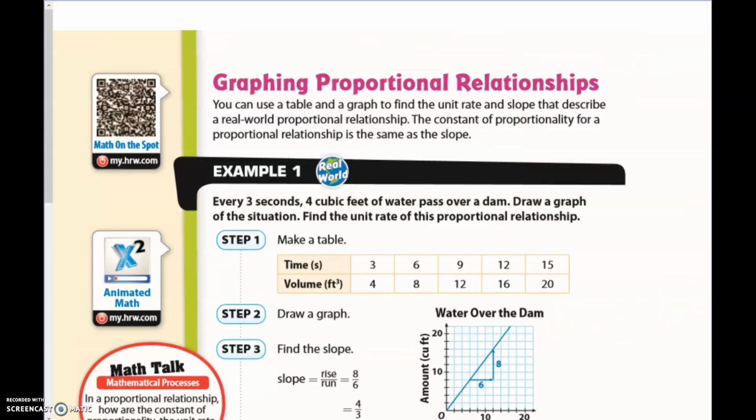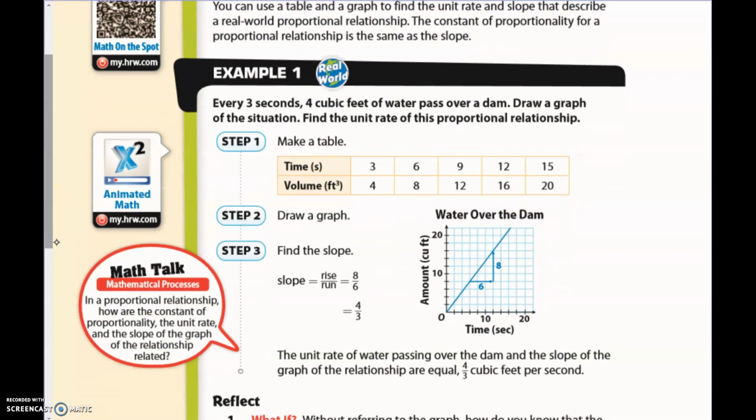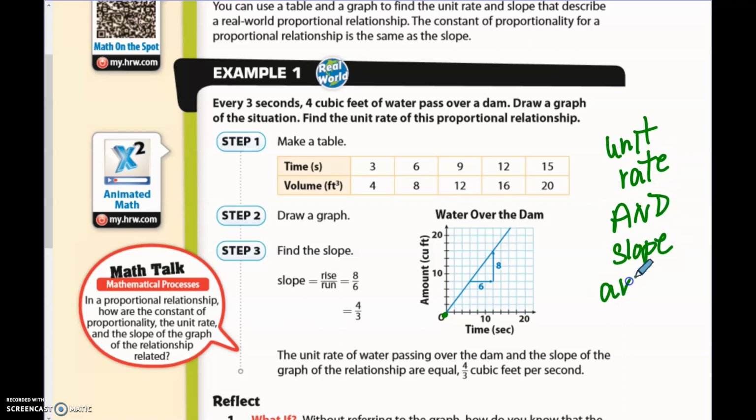All right, let's look at another sample problem here. Graphing a proportional relationship. For every 3 seconds, 4 cubic feet of water pass over a dam. So look at the graph here. Do you see how this graph goes through the origin right here at 0, 0? So what this is saying is that when we find the slope, that is also the unit rate. So unit rate and slope are the same when it is proportional and it goes through the origin.